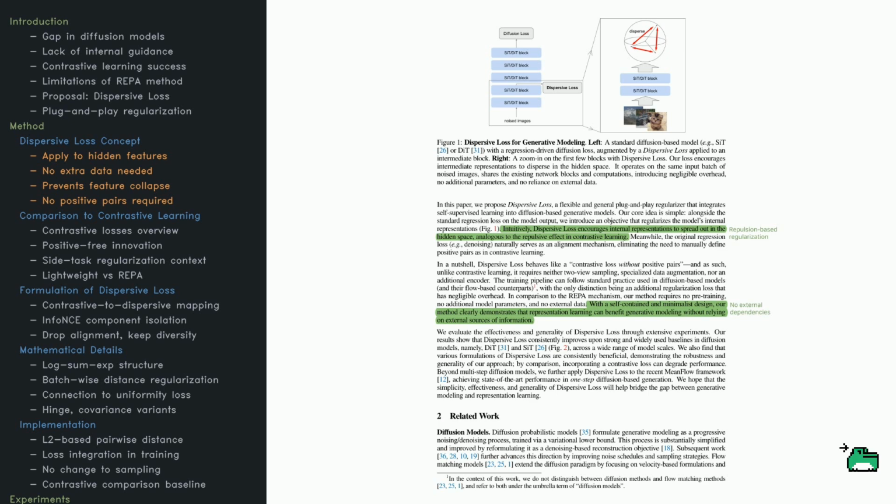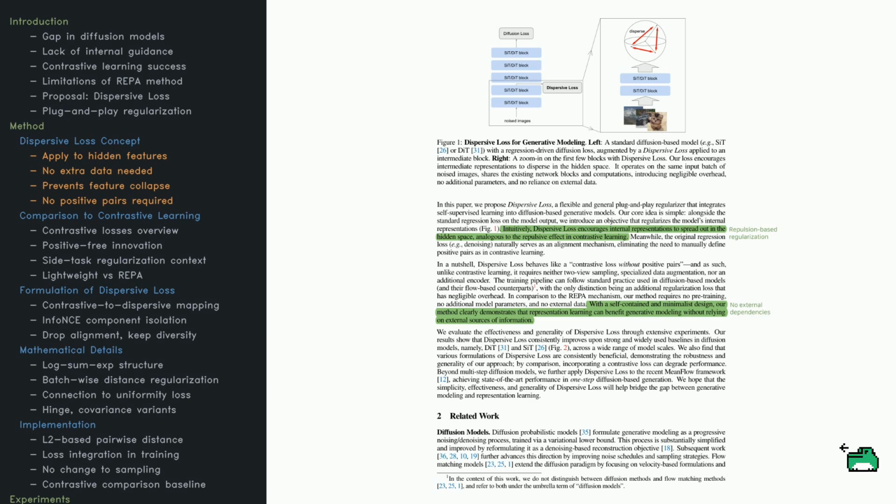The authors propose a simple twist. They add a regularizer that pushes the hidden representations apart from one another, kind of like people trying to keep their personal space in a crowded room. This prevents them from all collapsing into the same spots. Importantly, this happens inside just one block of the model. You're not touching the input or output at all.